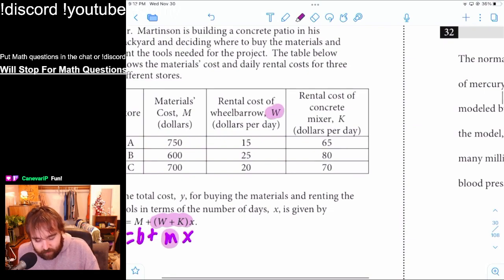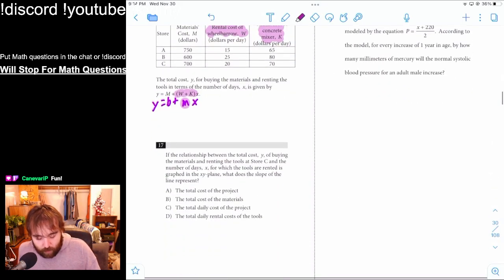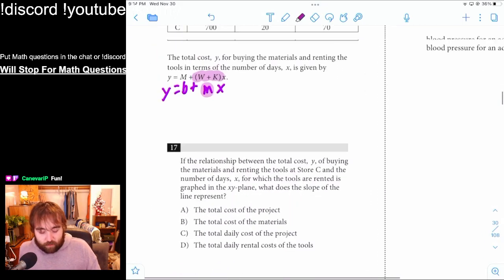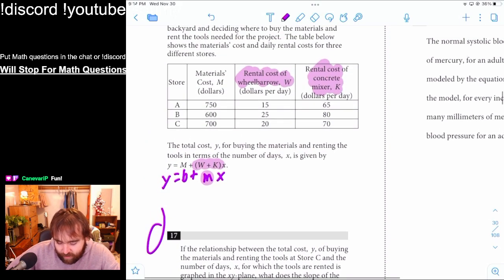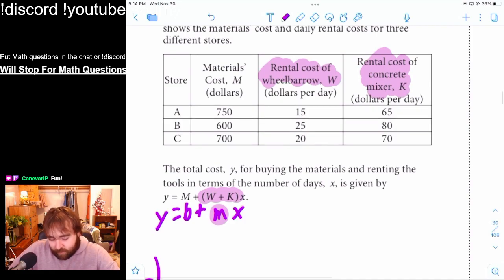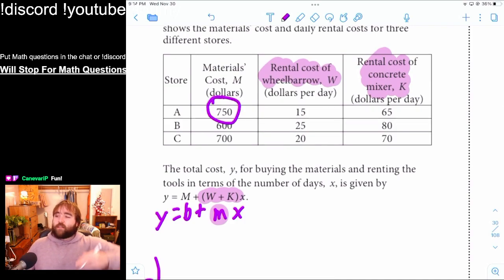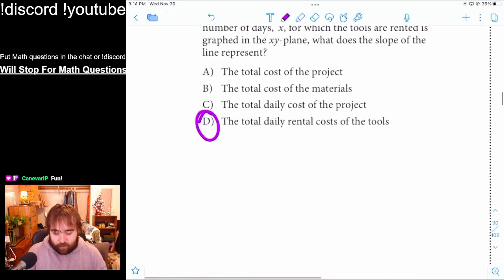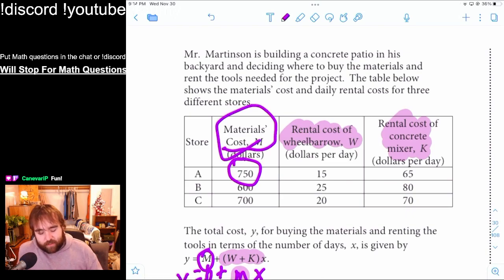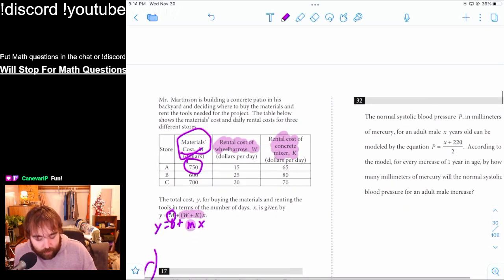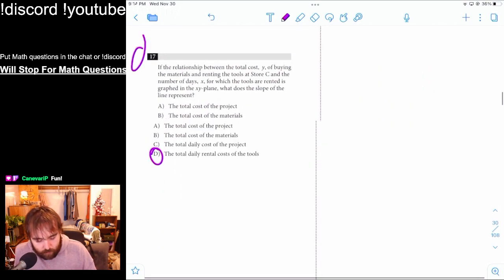So what is w and k? Well, w is the rental cost of the wheelbarrow. K is the rental cost of the concrete mixer. So it's the daily rental cost. A lot of people want to put the daily cost. But technically, if you were really running a business, you would take this material cost and divide it by how many days you did, so that should be included in the total daily cost. The slope is just the cost of the rental. Because the y-intercept is just your starting amount. That's how much you're going to have to pay no matter how many days you go. That's just the material you've got to buy.